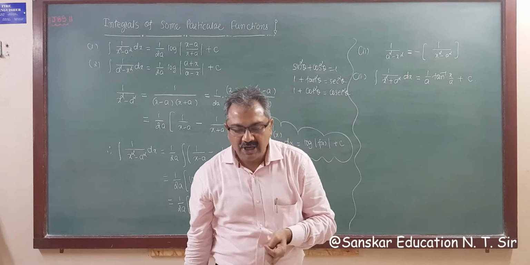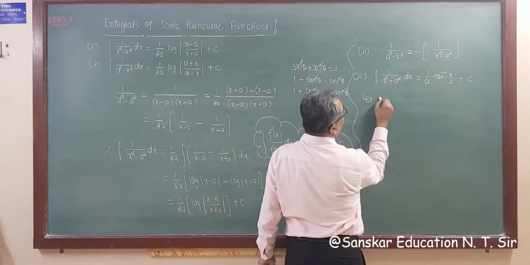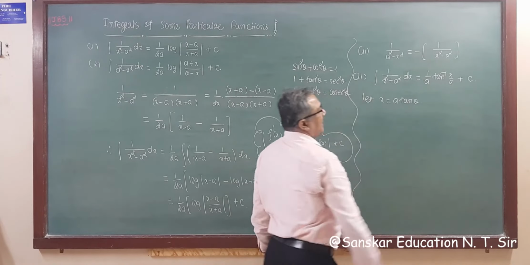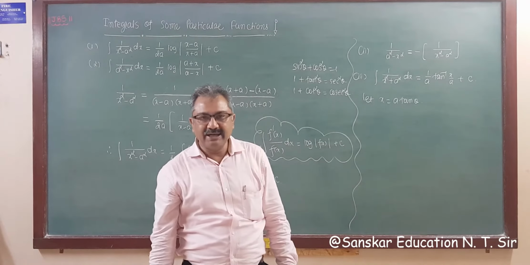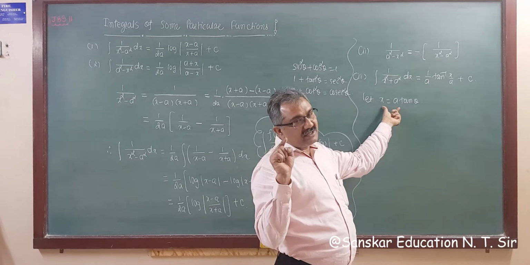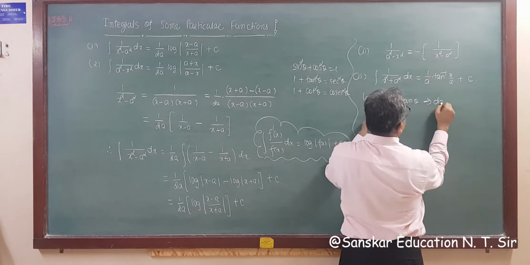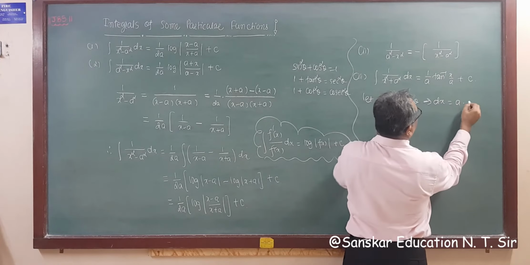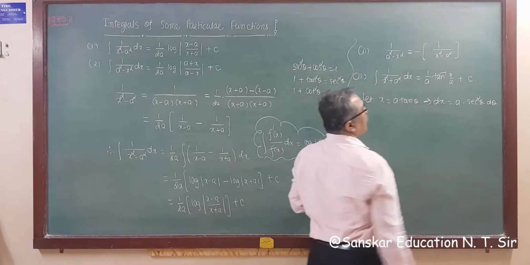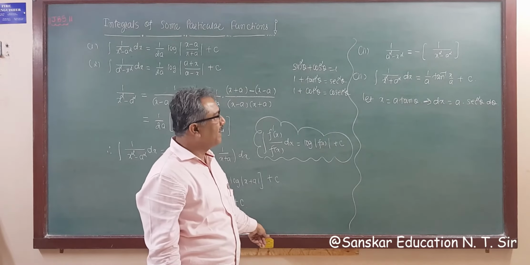What you have to assume? x is equal to a tan theta. So we assume that let x is equal to a tan theta. Differentiating this, that is dx is equal to a constant, and the derivative of tan theta is sec square theta d theta. So dx is equal to a sec square theta d theta.